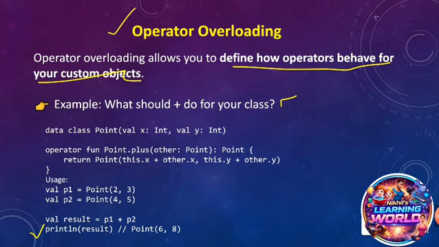Basic example, a data class Point with x and y, these are the two passed parameters. Operator function plus, and it will return a Point, that is our data class. Data class means a storage, like x and y values we are storing in a data class. We will see in upcoming sessions in a detailed way what is a data class and sealed classes and all.